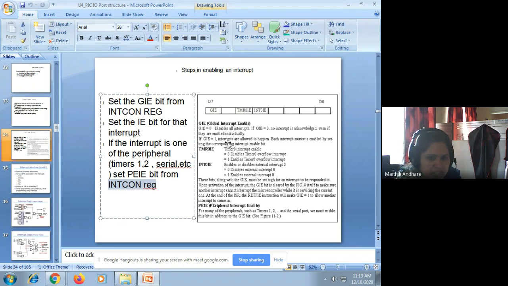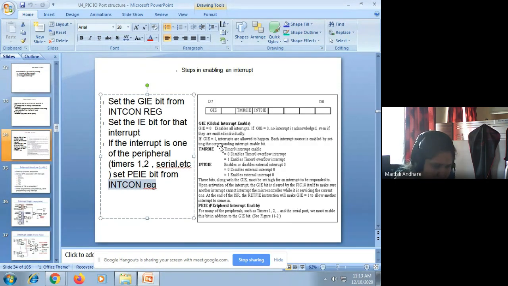Okay, so see, it is written, if GIE is equal to 1, interrupts are allowed to happen. Each interrupt source is enabled by setting the corresponding interrupt enable bit. Each interrupt has an individual enable bit, but all the interrupts have a global interrupt enable bit. So when you want to use any interrupt, or when you want any service from the microcontroller for that particular interrupt, the GIE bit must be 1. Then and then only you can use that particular individual interrupt.